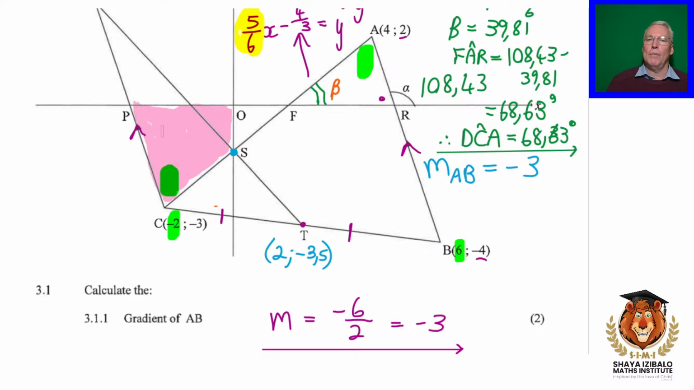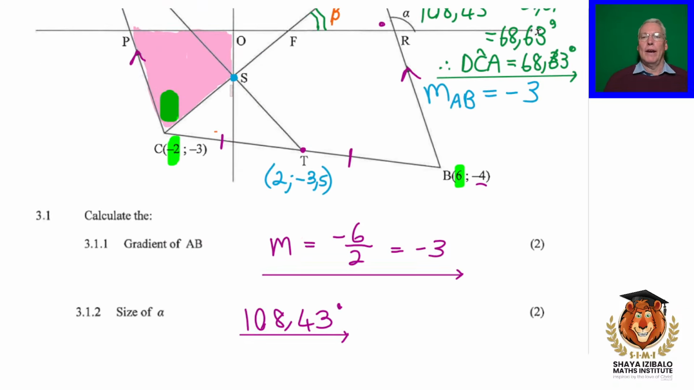And I want to go back to something I said right in the beginning, that these questions tend to build on one another. We previously worked out the coordinates of point S, and that point there is -4/3. If we look at this picture, we could work out the area of triangle PFC, and then take off the area of triangle OFS.